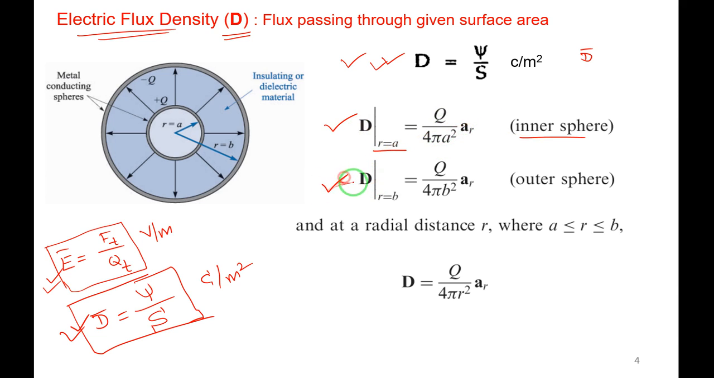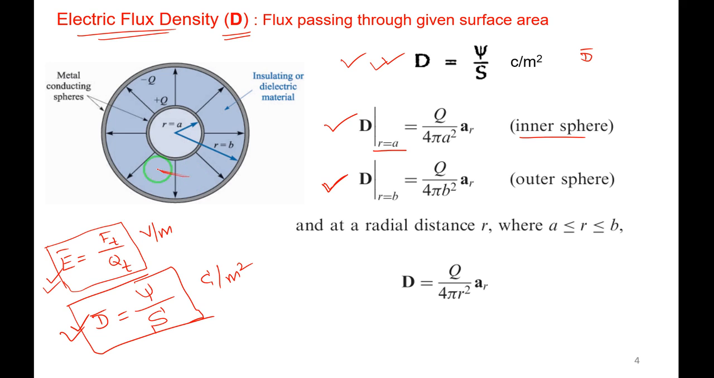Similarly, on the outer sphere, flux psi is equal to Q, and the surface area of the outer sphere with radius B is 4 pi b square, into a_r. So this is the electric flux density, the number of flux lines crossing the outer sphere, and the number of flux lines crossing the inner sphere, right? We have given the formula.